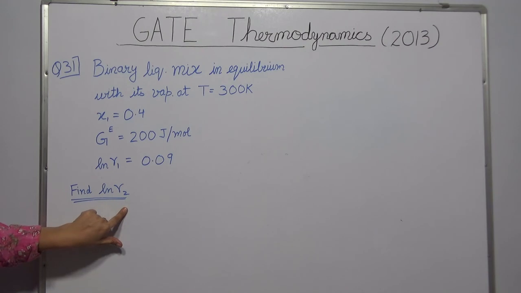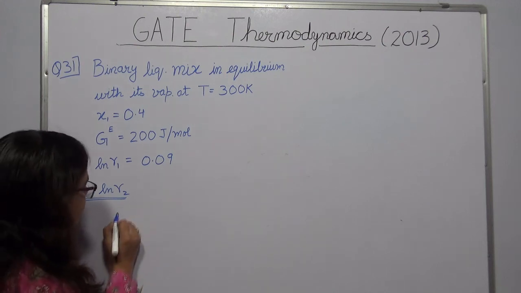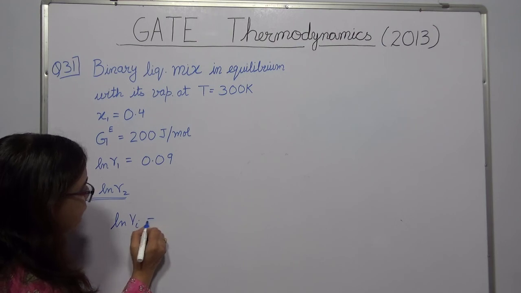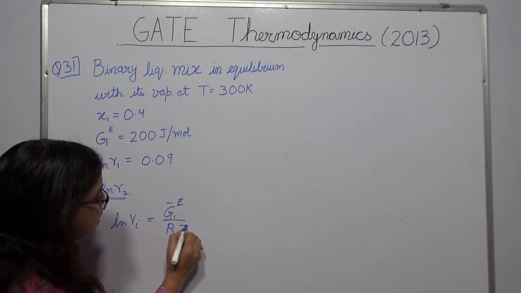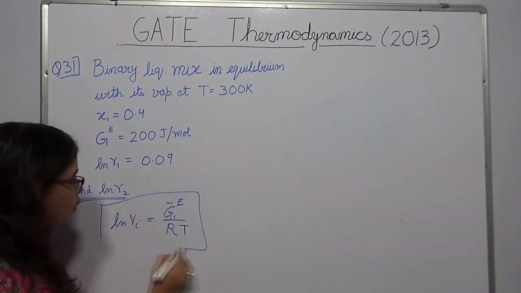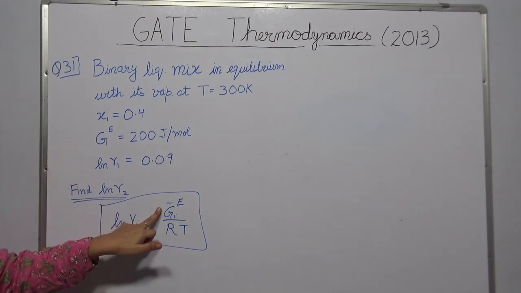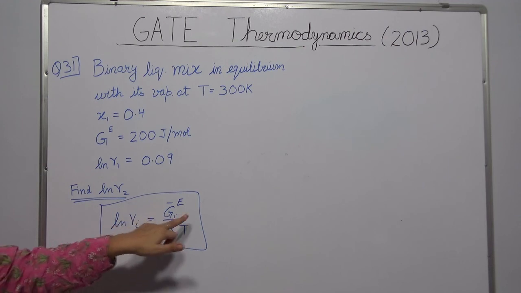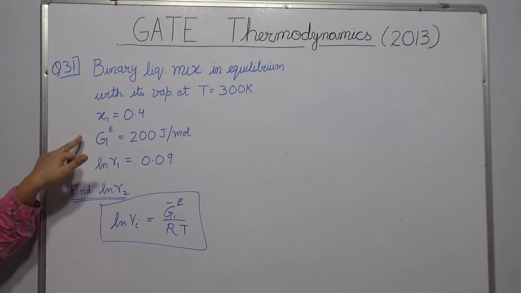So it's a very straightforward problem. What you have to realize is that ln gamma i is a partial property with respect to your molar excess Gibbs free energy. When I say this, what do I mean? That ln gamma i is equal to the partial molar GE by RT. So this is the relation you know from your solution thermodynamics. Okay. So they have not given me the partial molar excess Gibbs free energy of any of the components. What they have given me is the mixture property, that is GE.